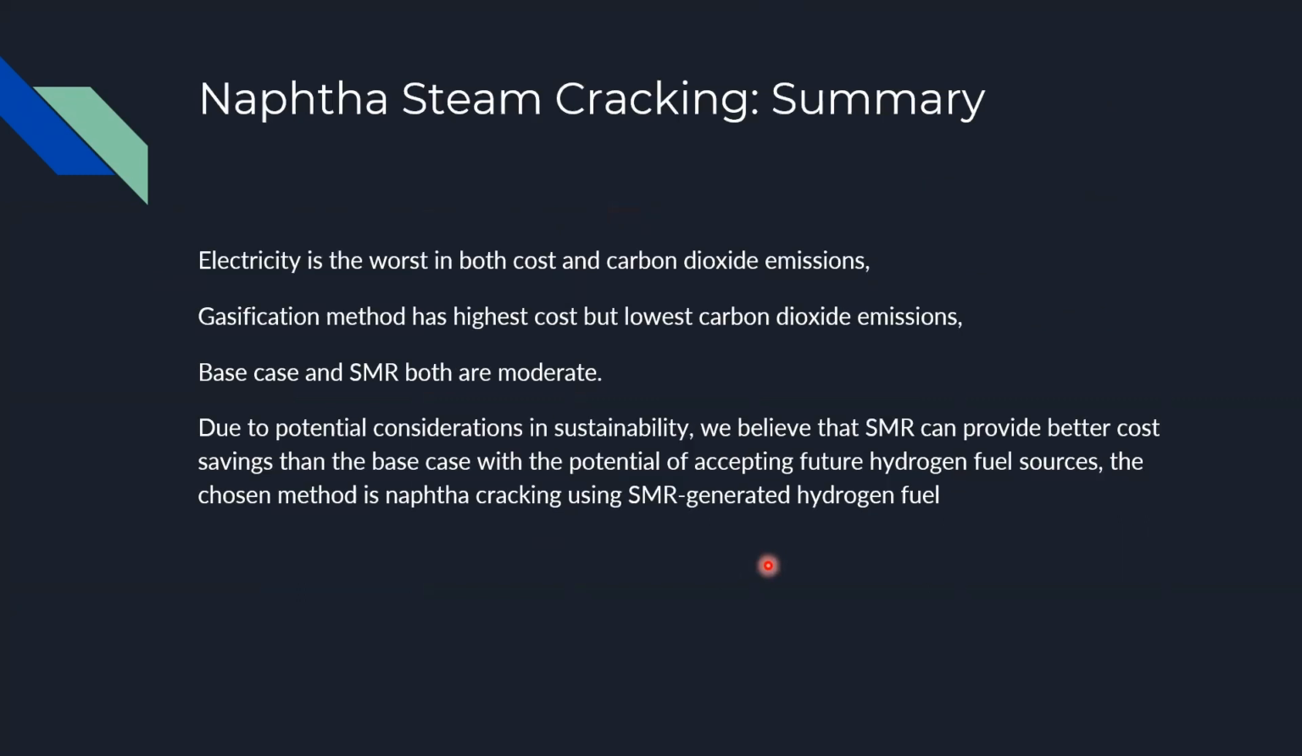The other thing is that, due to sustainability and future-proofing our plant, we believe that hydrogen could be a fuel for the future. If we already have a plant that accepts hydrogen fuel, then in the future, when we have a cheaper or more commercialized source of hydrogen, we can use it, and our plant can still function, instead of the normal case where you use methane and you have to make changes. Therefore, we choose naphtha cracking using SMR-generated hydrogen fuel as our chosen solution.